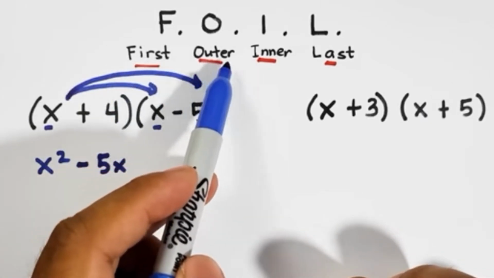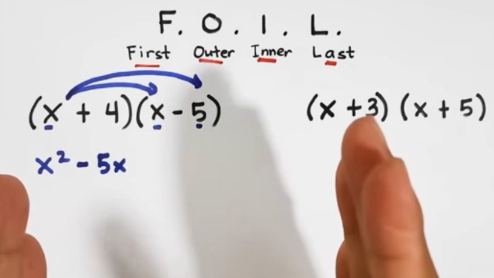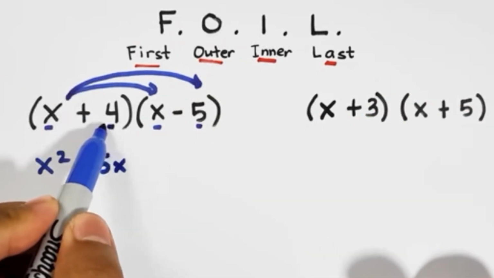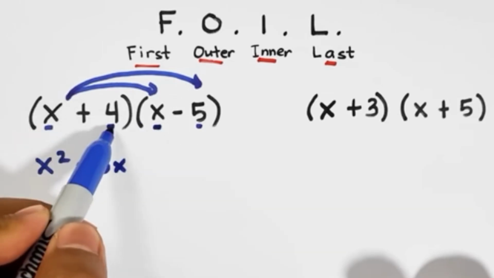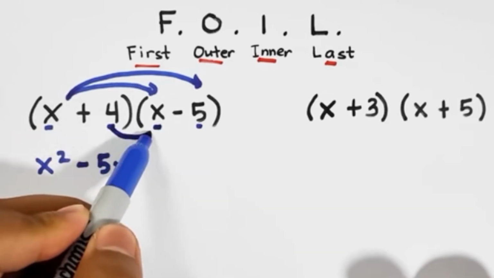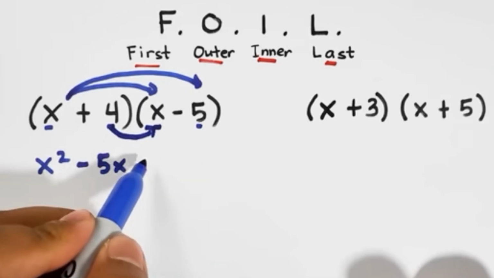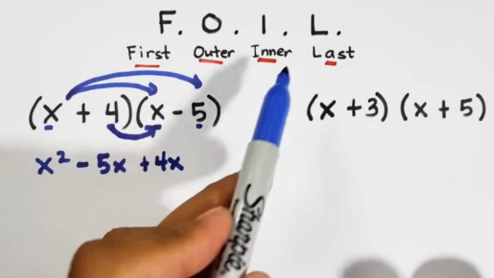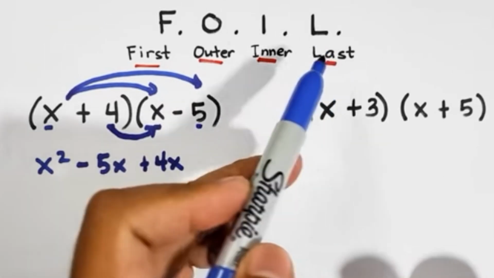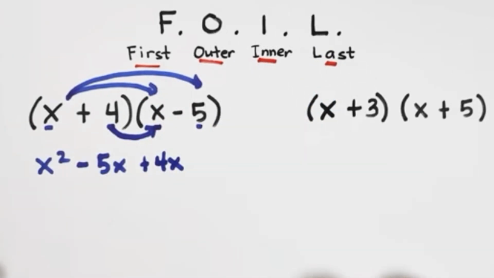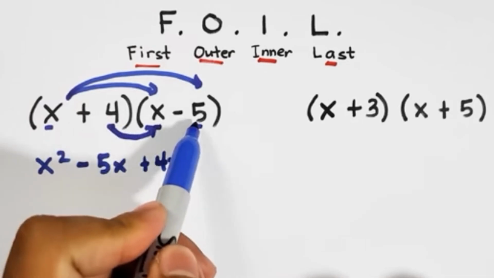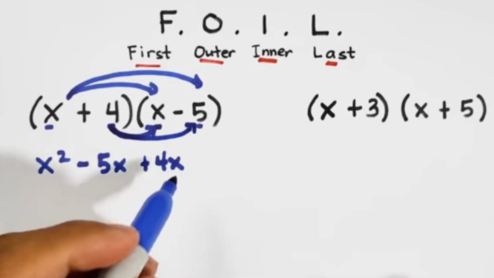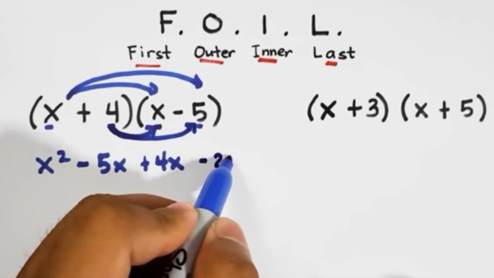After the outer terms, let's talk about the inner terms. Inner terms are the terms inside the parentheses, and these are 4 and x. So let us multiply 4 and x. 4 times x, that would be plus 4x. Next is the L, or the last terms, the last terms of the two binomials. That is 4 and negative 5. So let us multiply 4 times negative 5. That would give the answer of negative 20.